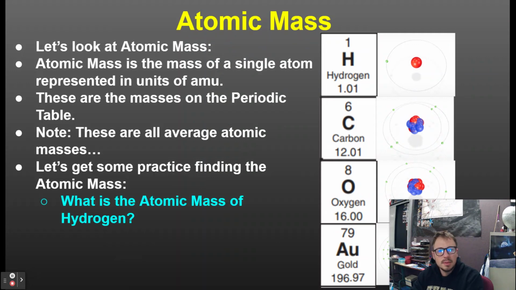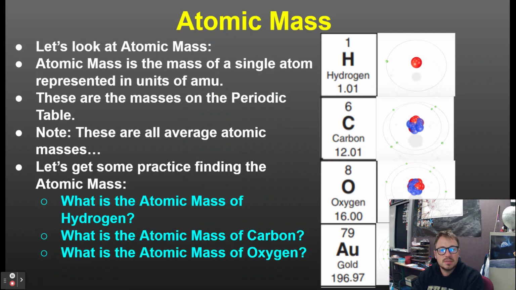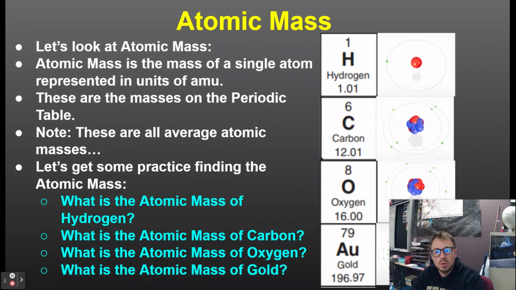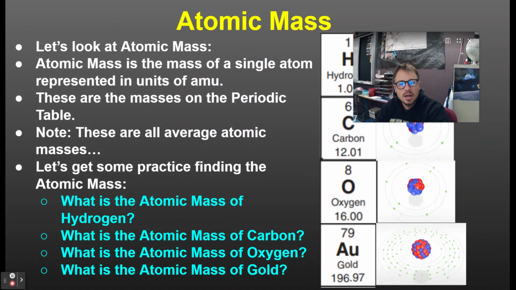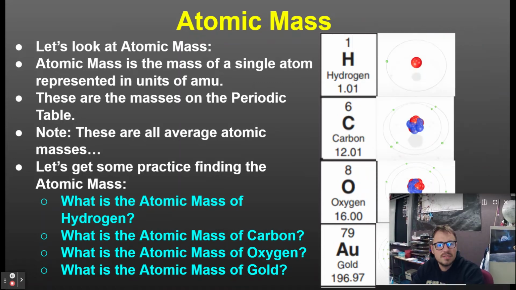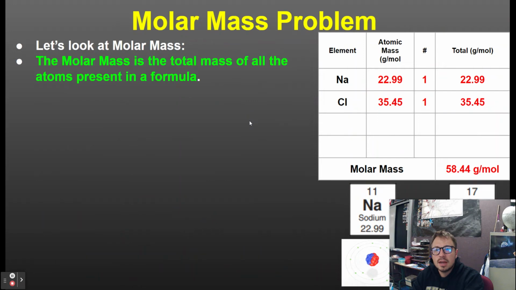So the atomic mass of hydrogen, well, 1.01 atomic mass units. What's the atomic mass of carbon? 12.01. Atomic mass of oxygen, 16. And gold, you can see that we've got more massive elements like gold, 196.97 atomic mass units. So now let's take a look at molar mass.